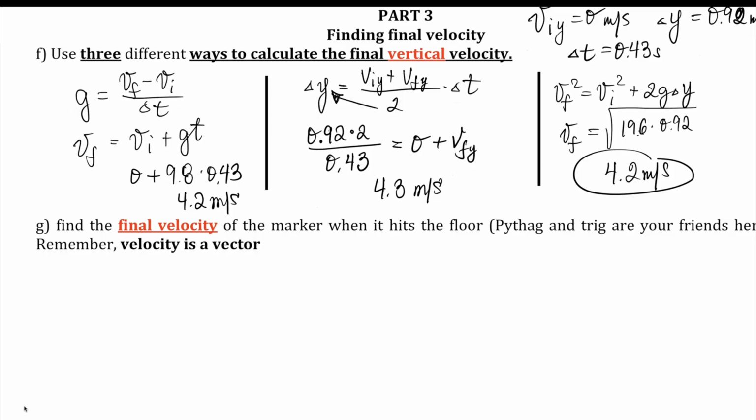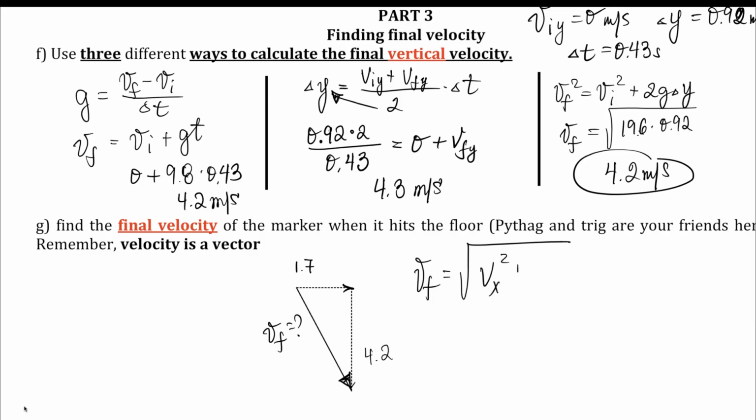Find the final velocity. So I know that final velocity will have two components. We already talked about how Vx doesn't change, and for me it wasn't particularly big. And here is my final velocity that I'm after. That is what we need to find. This is going to be a hypotenuse, so V final is going to be a root of Vx squared plus V final y squared. So for me, it's 1.7 squared plus 4.2 squared.